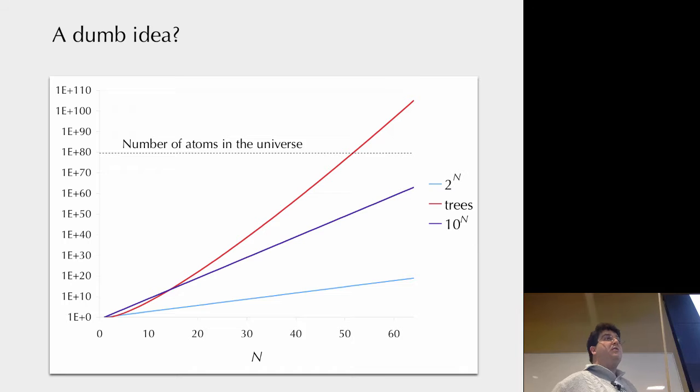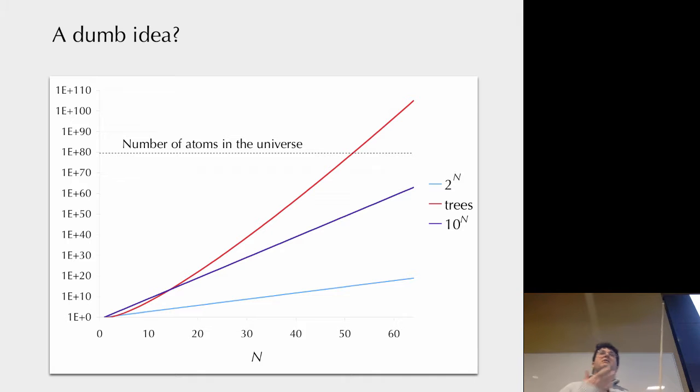Now, this seems like a dumb idea. This is a log scale. On a log scale, exponential growth is nice and linear. Cool. But the number of trees goes up double factorially. That's very scary.